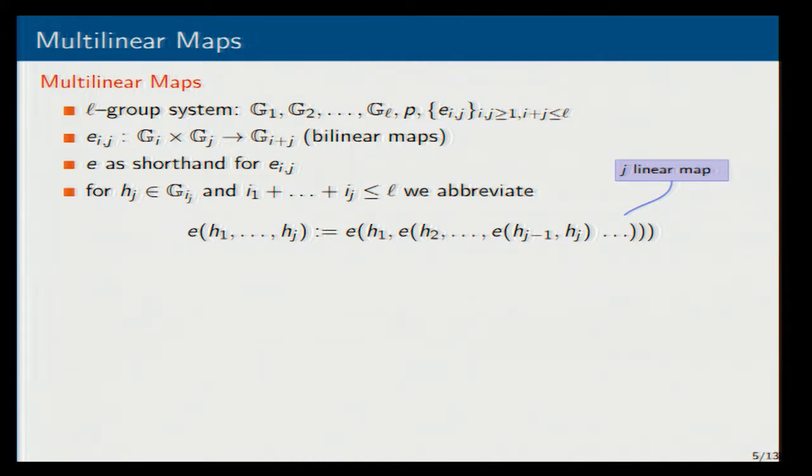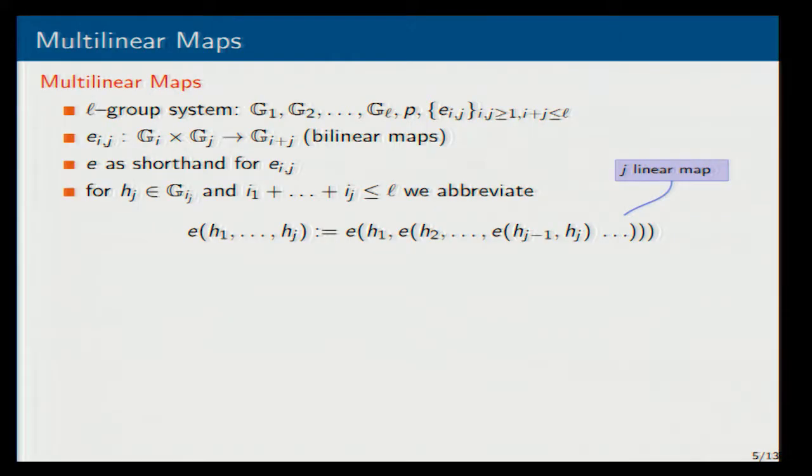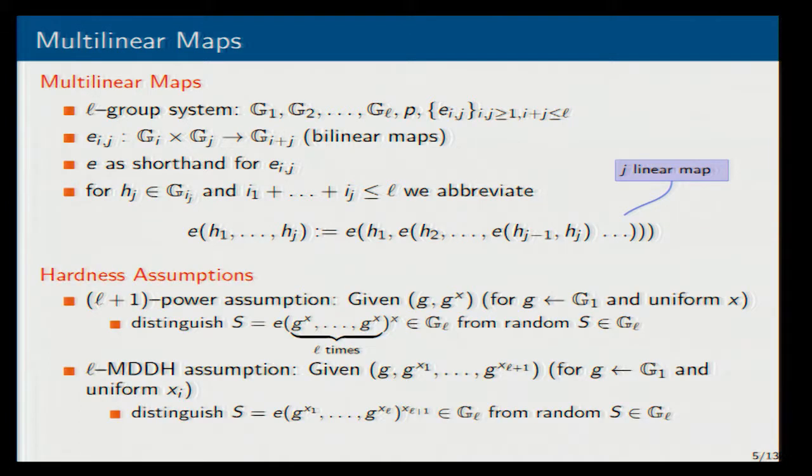And also for simplicity, we're going to drop the indices I and J, and instead of using EIJ, we use only E. So we can see that this actually can be seen as multilinear maps. And for security of our constructions, we have two hardness assumptions. We use the L plus 1 power assumption, where we have G and G to the X from the group G1, and we have to distinguish this element S in the topmost group from a random element. In the paper, we also use this LMDDH assumption, but I will not need it for this talk.